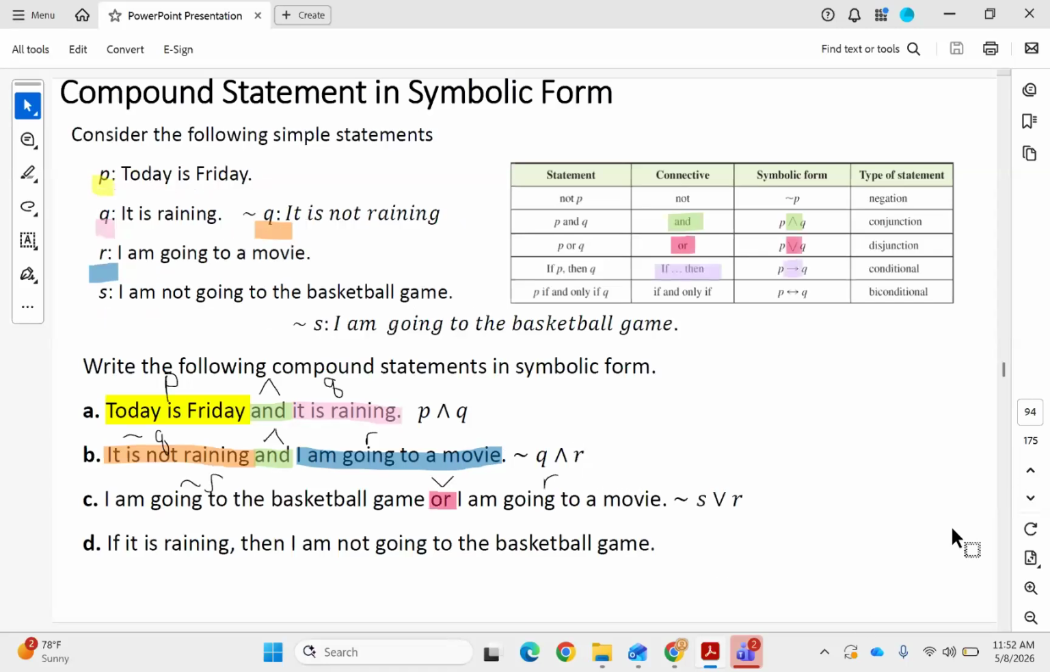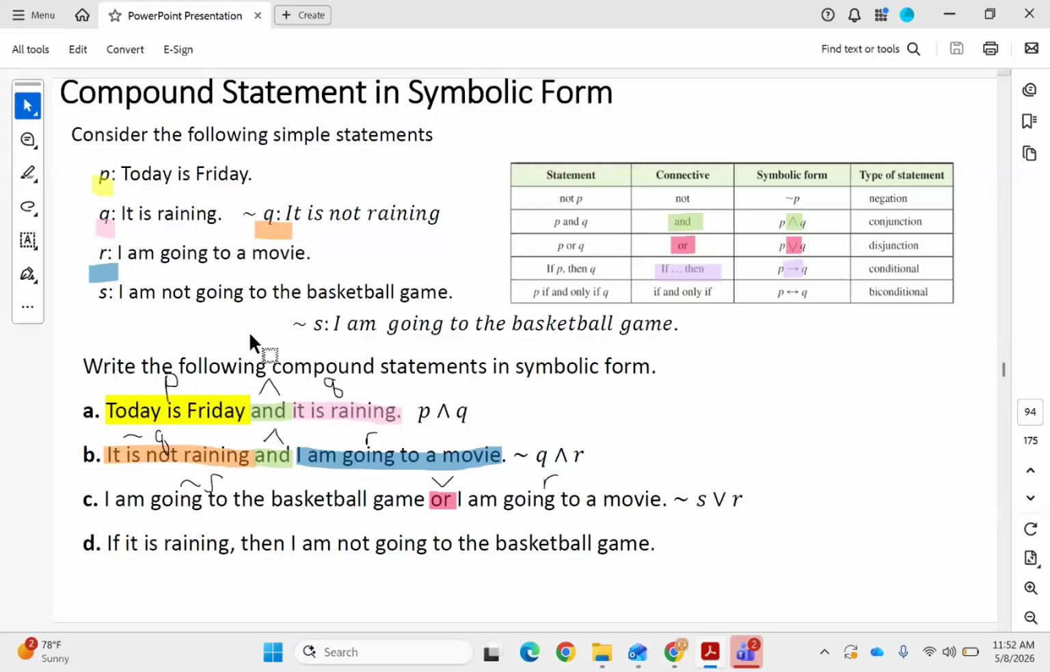For the next one, I have I am going to the basketball game. Notice that S actually reads I am not going to the basketball game. So if I say that I am going, I'm saying the opposite. So I need to put the wiggle and then S, then the symbol for the or, which looks like a V, and I'm going to a movie.